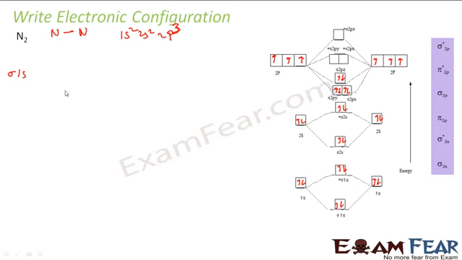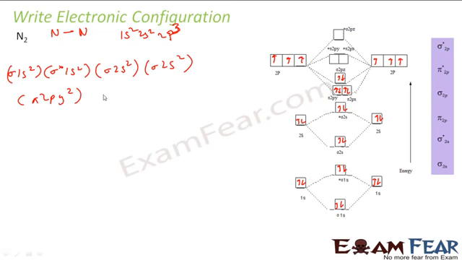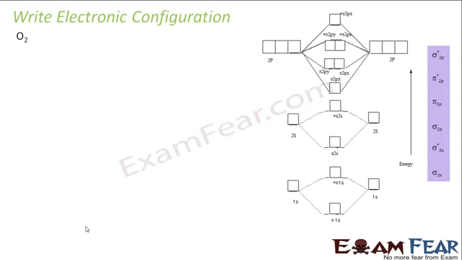So it is sigma 1s2, sigma star 1s2, it's done. Sigma 2s2, sigma star 2s2, and then pi 2py2, pi 2px2, and then we have sigma 2pz2. Easy.